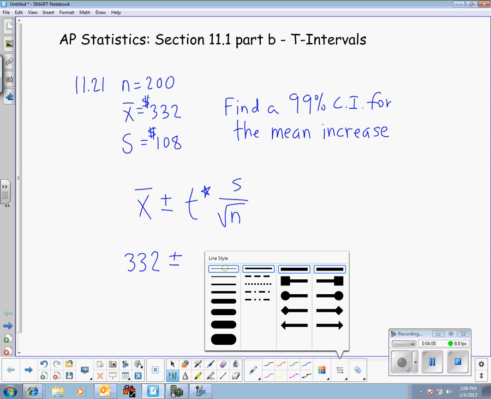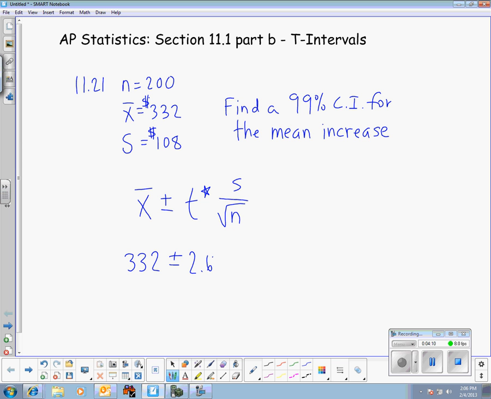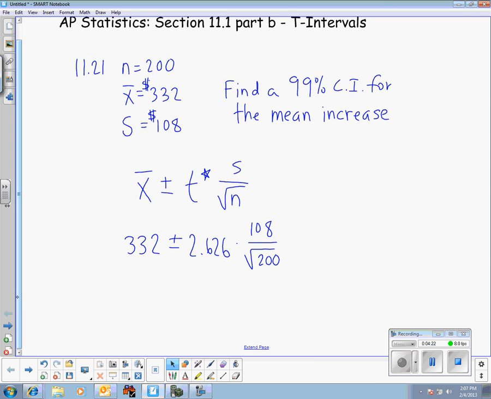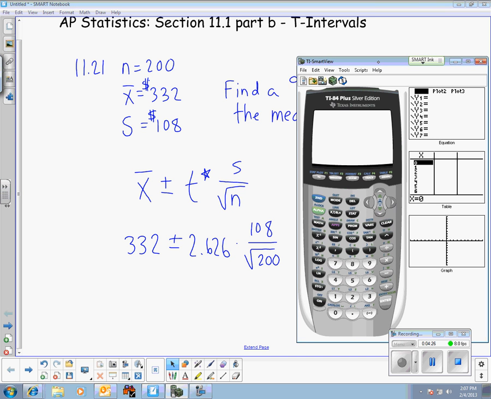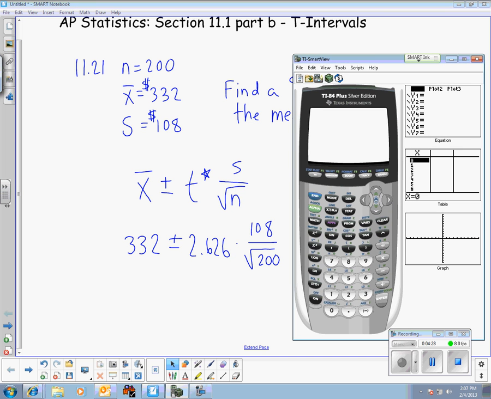T star, 2.626. We're going to multiply that by the sample standard deviation of 108 divided by the square root of 200. So let's do this by hand first. All right, so in my calculator, I need to find two numbers, the lower end and the upper end.